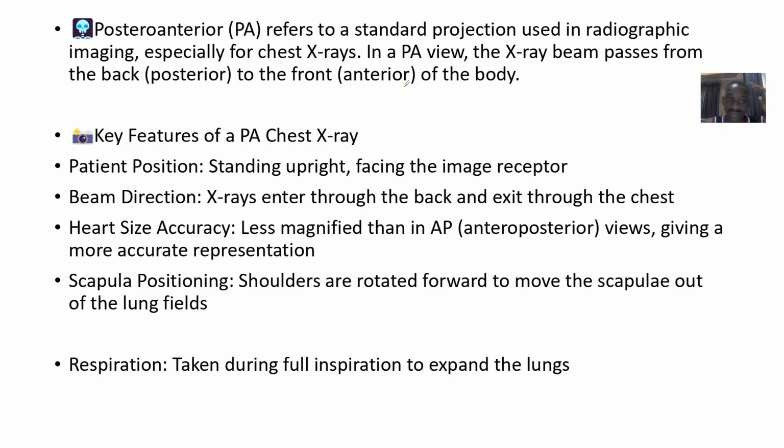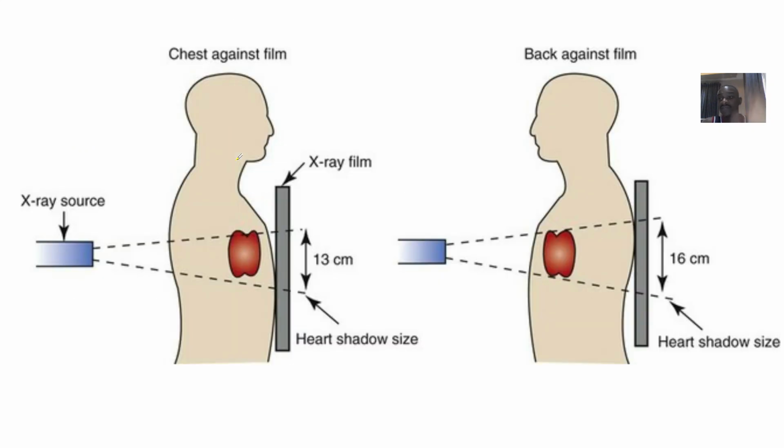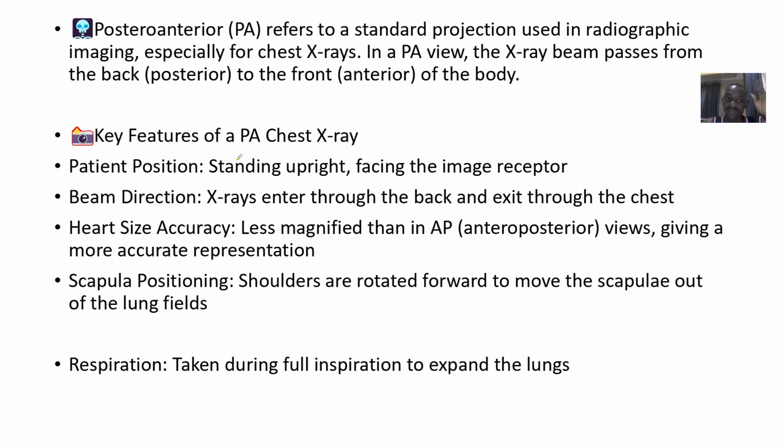You understand? So key features of this is patient position. The patient is standing upright, facing the image receptor. Beam direction: the x-ray enters through the back, exits through the chest. Heart size accuracy: less magnified, okay, less magnified. So the posterior anterior view will basically give you a more accurate representation of the heart size.